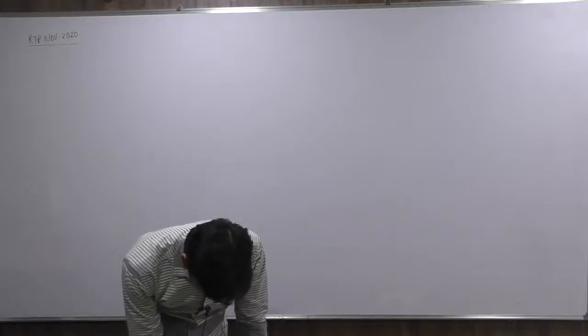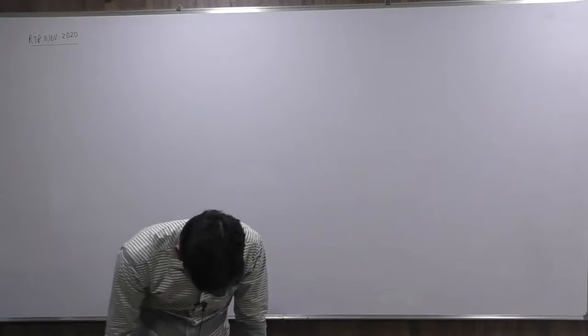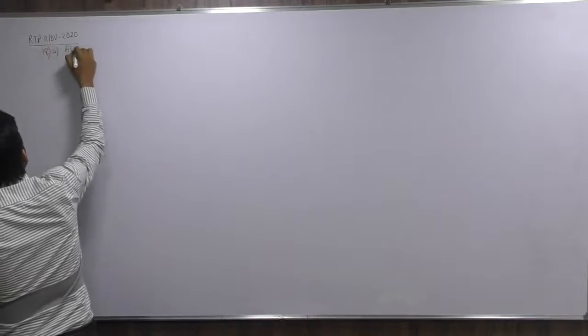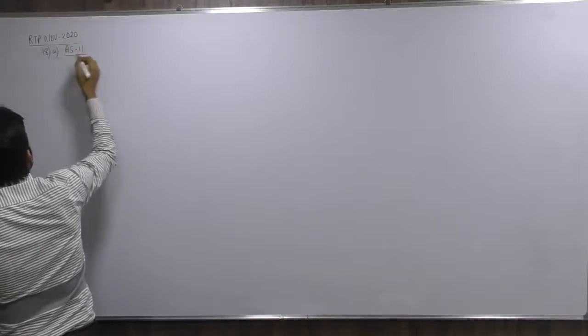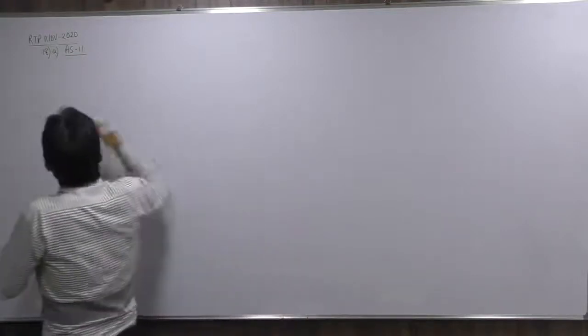Question number 18A and 18B is also there. Yes, so there are two questions on 18A and 18B. Then we have 19A and 19B, and we have 20A and 20B. So this is question number 18A part. Basically 18A is AS11 as well as 18B is also AS11. Foreign exchange. Let me write. Foreign exchange.